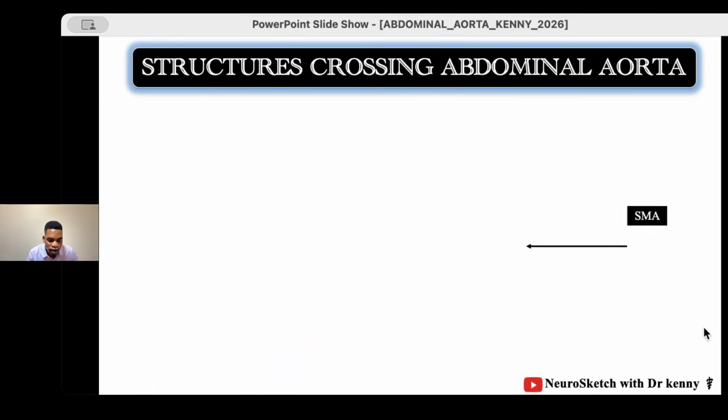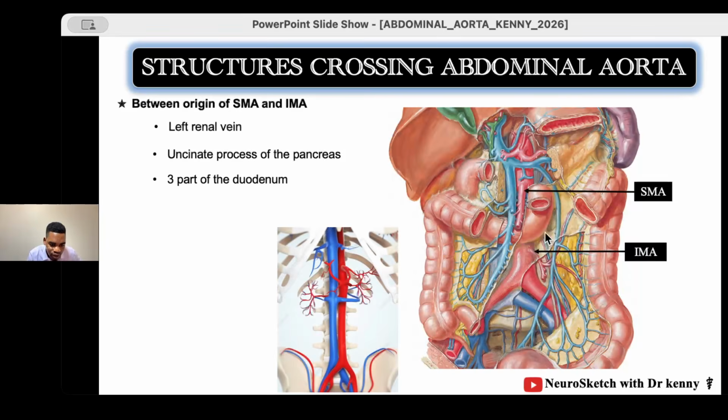Now, between the superior mesenteric and the inferior mesenteric, there are also some structures crossing here. Number 1, you have the left renal vein. The left renal vein is coming from the left kidney to empty into the inferior vena cava. We've said the inferior vena cava is on the right side, correct? Because this vein has to empty into the inferior vena cava, it has to cross the abdominal aorta, and it crosses between the superior mesenteric and the inferior mesenteric.